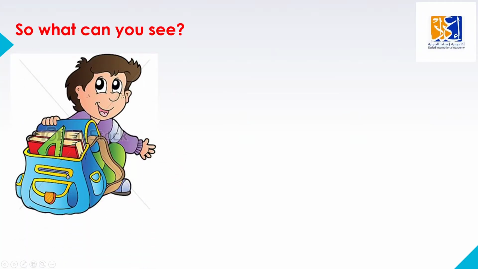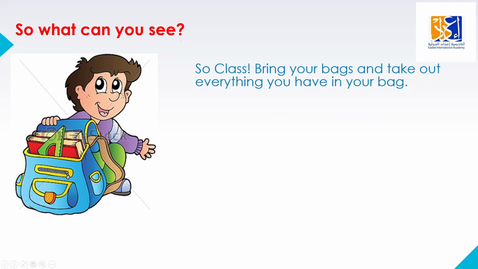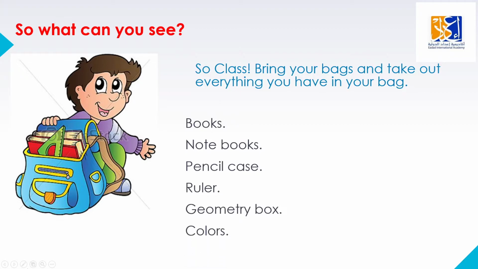What can you see? I can see a bag and a boy, or I can say a boy with his bag. Yes? Okay. So, class, I want you all to bring your bags and take out everything you have in your bag. Come on, quickly. Take your bag, bring your bag here, take out everything from inside and tell me, what can you find from inside? Books, notebooks, pencil case, ruler, geometry box, colors.